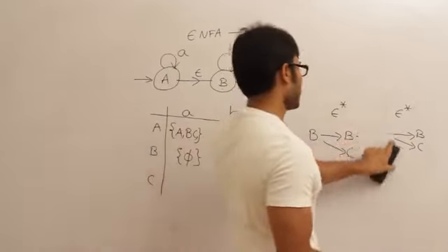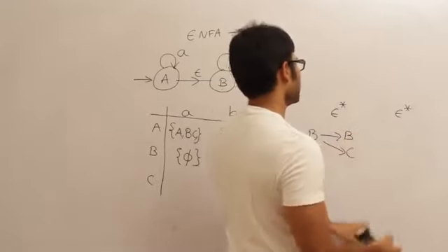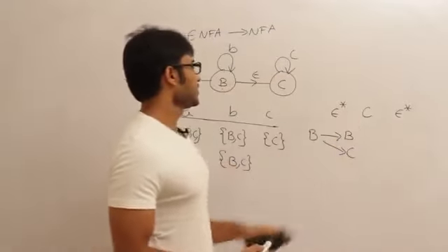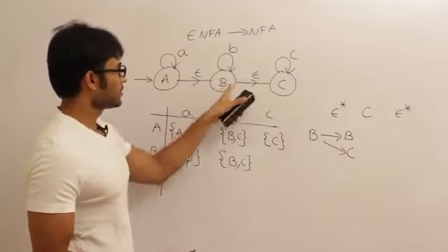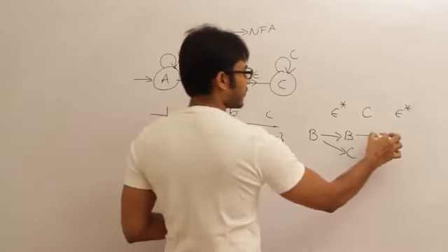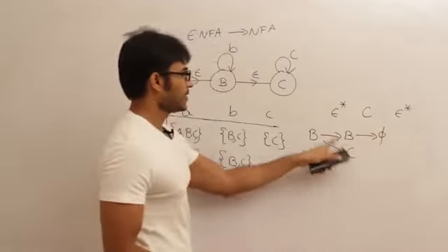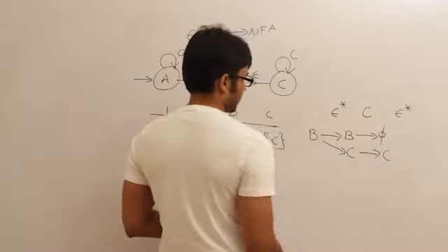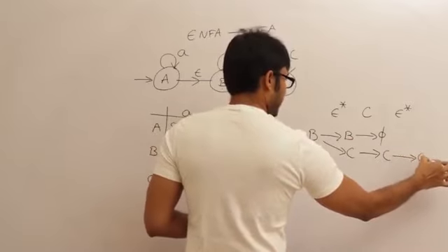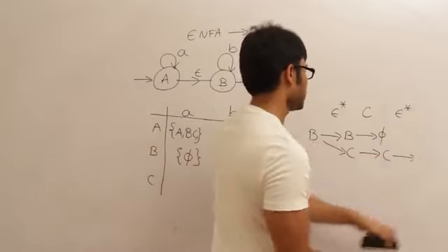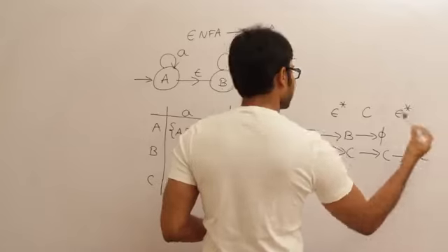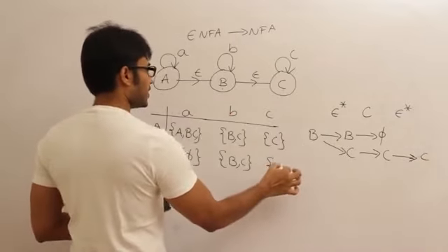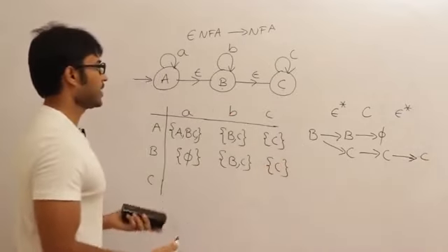And capital B on c. Capital B on small c doesn't have any move, therefore it is going to be phi. And capital C on c is going to be capital C itself, and epsilon closure of C is going to be C. Therefore, I am going to write it as C. What about capital C?